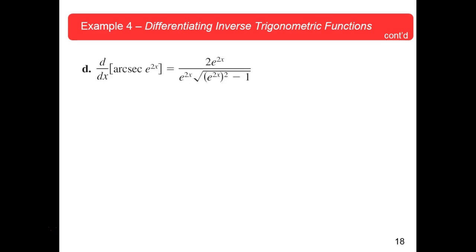Now we have arc secant, which you never mess with arc secants anyway. But if you do, then this. Well, the derivative of the inside is e to the 2x times chain rule 2. 2 times e to the 2x over the absolute value of e to the 2x, which is e to the 2x, because e to the 2x is always positive, times the square root of e to the 2x squared minus 1. So this is e to the 4x.